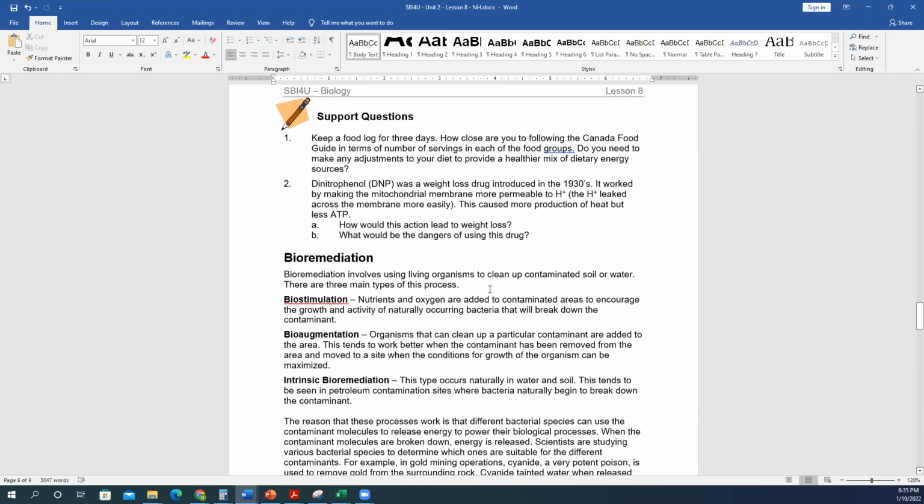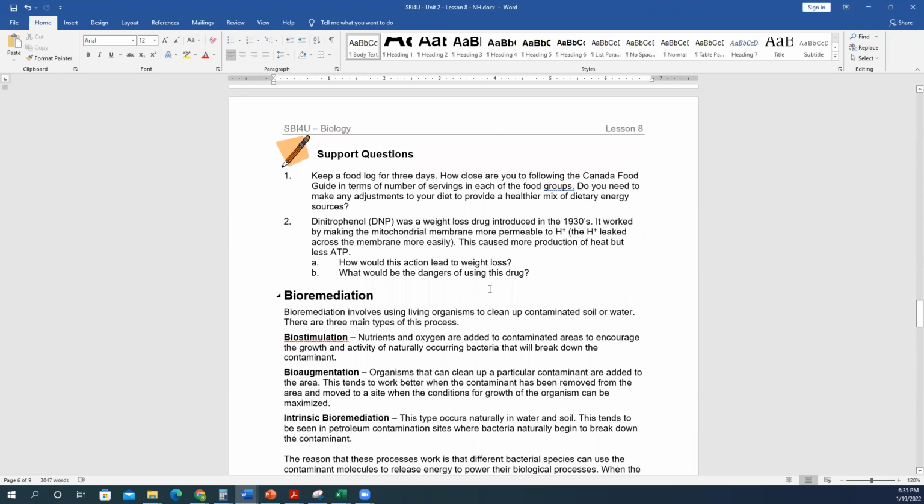So there's a support question here that asks you to think about keeping a food log for 3 days and just follow it for yourself and see how closely you are following Canada's Food Guide in terms of the number of servings in each food group, and do we really need to make adjustments to our diet to provide a healthier mix of our dietary energy sources. So that's a support question. It's nothing that you have to hand in to me. It's just for your own benefit. It's an exercise you do.